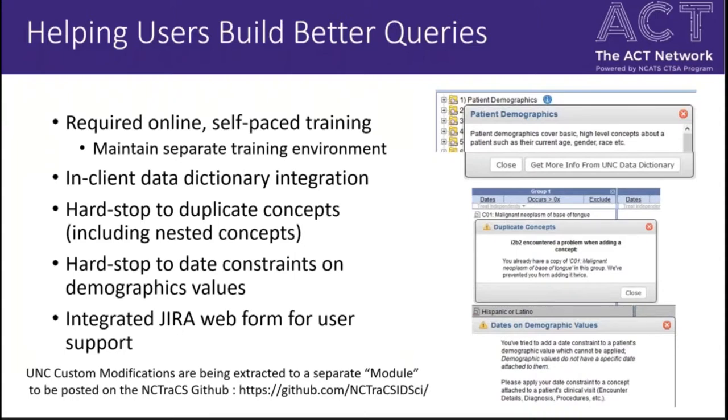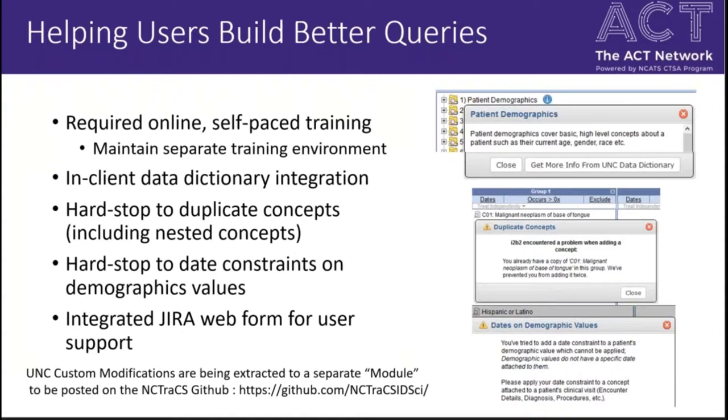One of them is we've put a hard stop to putting duplicate concepts in. It's very easy to have things nested within the hierarchies of the ontology, and you can drag things in multiple times unknowingly, and you're not going to know that, but the application is still going to run that concept multiple times. We had a case where a user somehow managed to pull in the same thing 10 different times and ran the query 10 times. So it's just a performance problem.